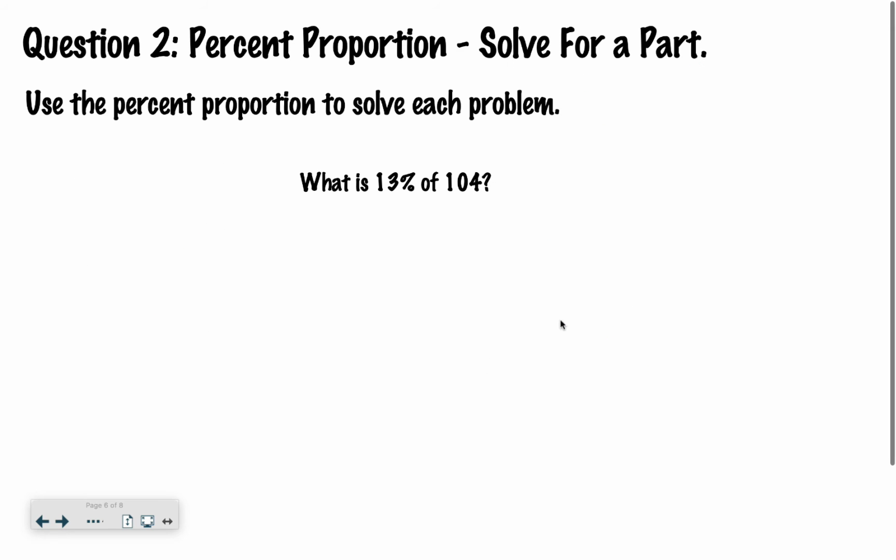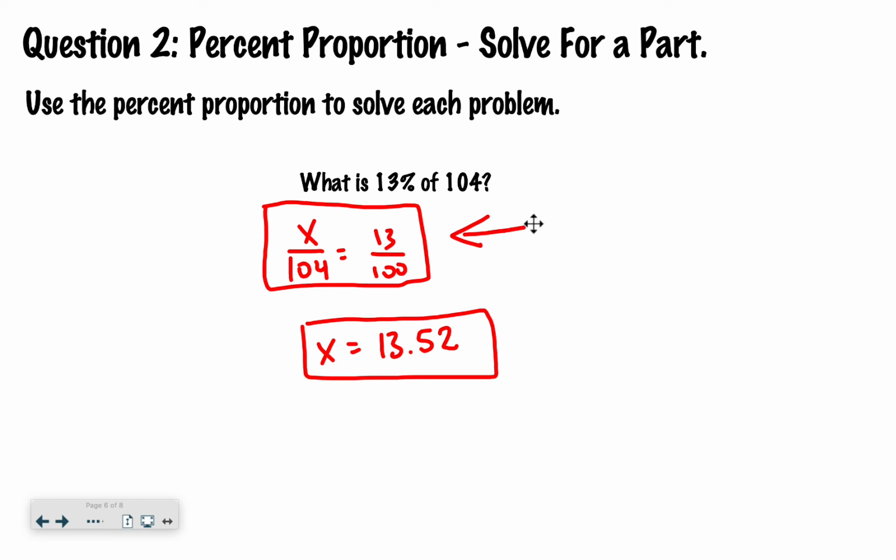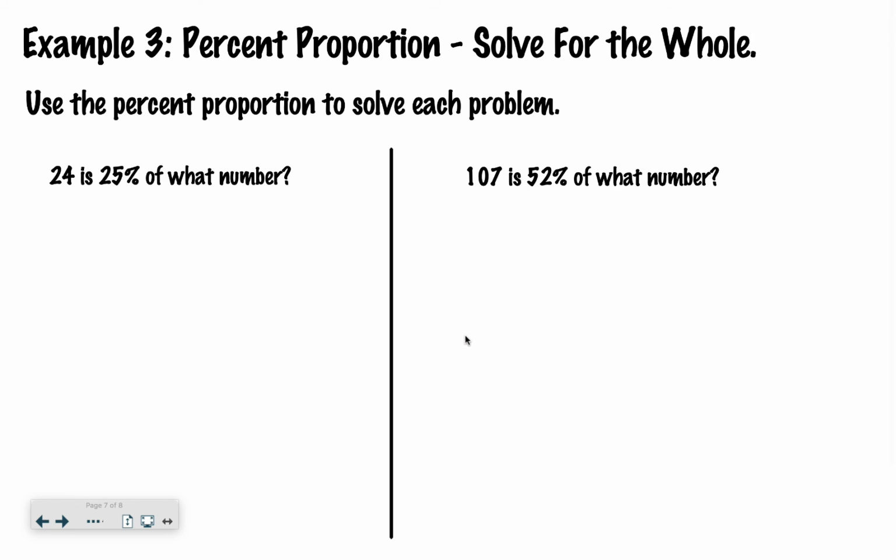Okay. Now I want you to practice solving for the part. What is 13% of 104? Don't forget to write down your work and the final answer. Good luck. All right, so hopefully you set it up like this. You said x over 104 equals 13 over 100. And then when you cross multiplied 104 times 13 and then divided by 100, you got 13.52. If not, be sure to ask for some help.